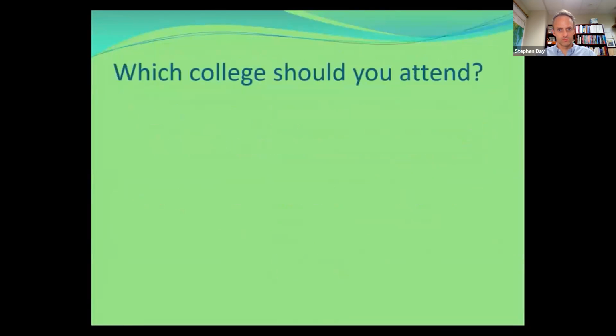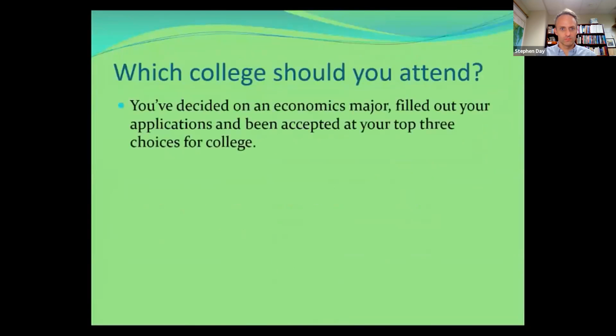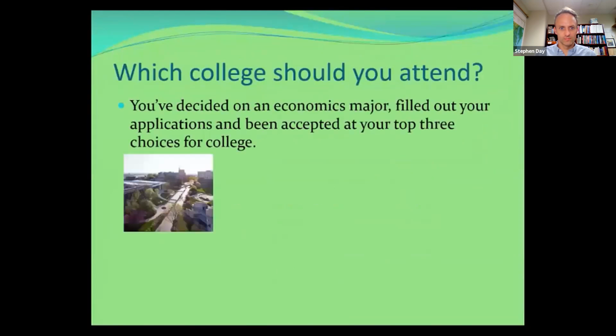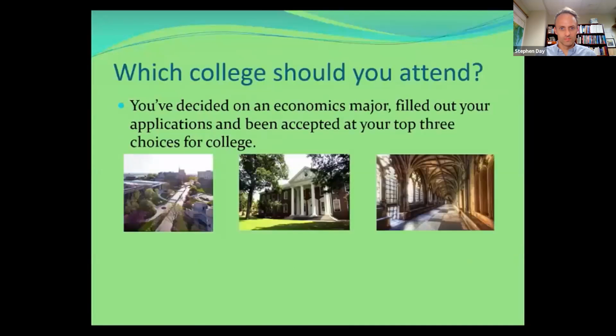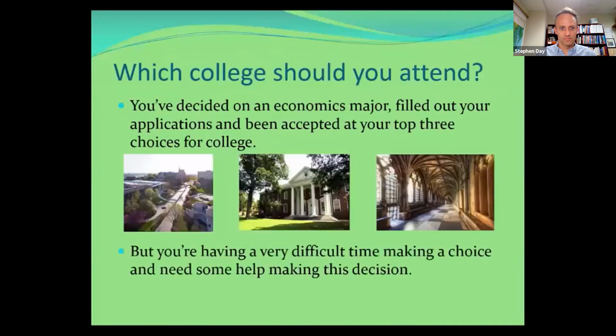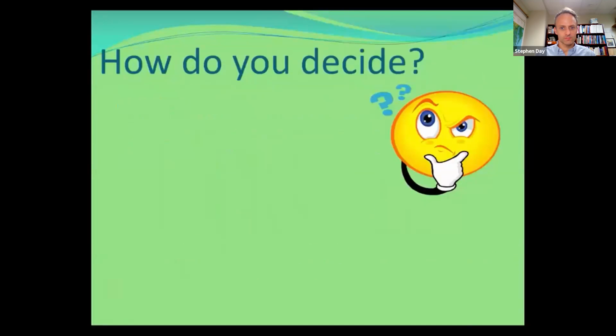I'm going to demonstrate how a PACE grid works from the student's perspective. Our decision: which college should you attend? You've decided on an economics major, you filled out your applications, and you've been accepted at your top 3 choices for college. Those choices are Big City U, small private college, and elite university. But you're having a very difficult time making a choice, and you need some help with this decision. So how do you decide?